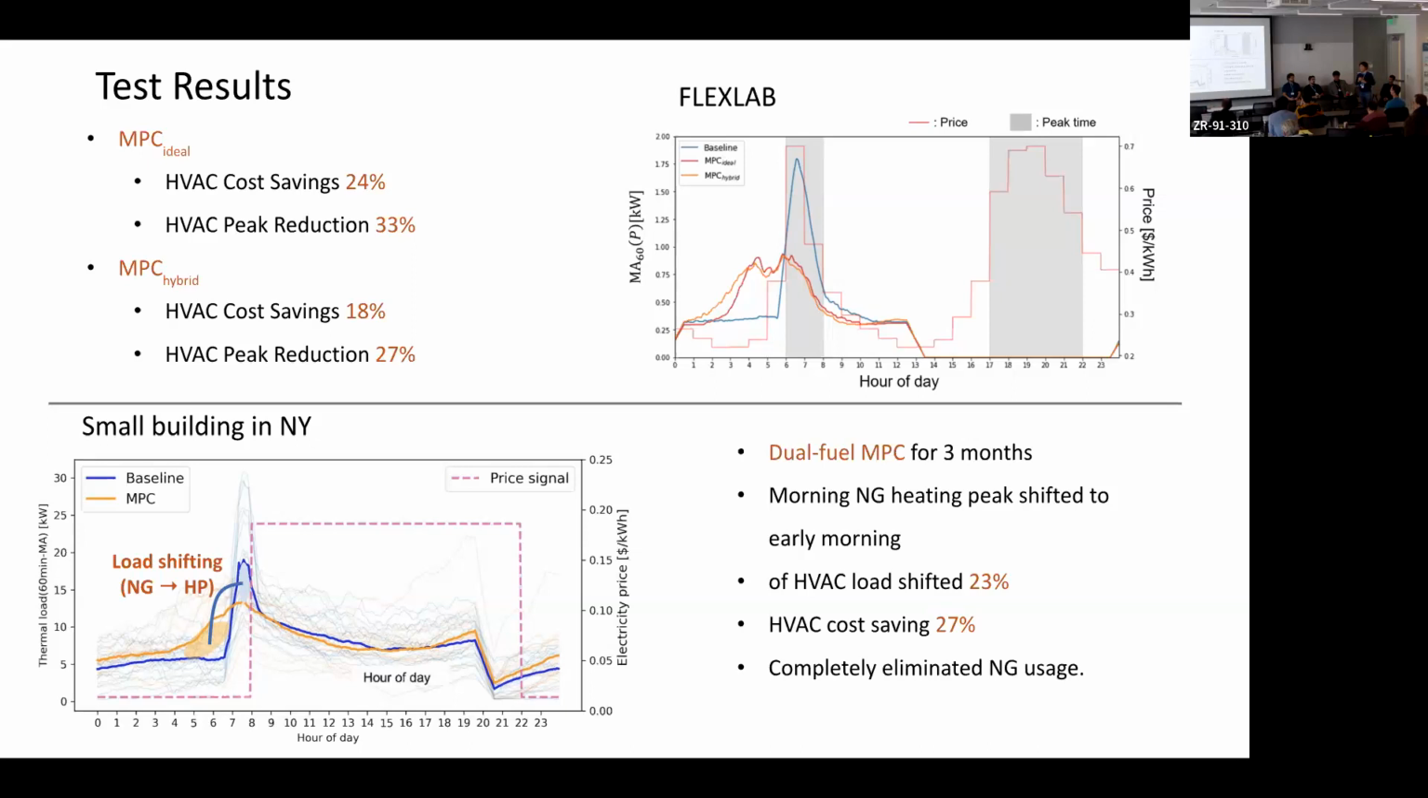The building has 5 mini heat pumps and 1 gas furnace. Actually, there was one gas furnace, but they retrofitted 5 heat pumps for electrification. But still their control is a little messed up. They are used without any coordination. And the MPC is trying to reduce the natural gas usage while coordinating heat pumps to reduce peak demand. The result is shifting the morning peak demand to the earlier morning time, and also completely eliminating natural gas usage. Can you go to the next slide?